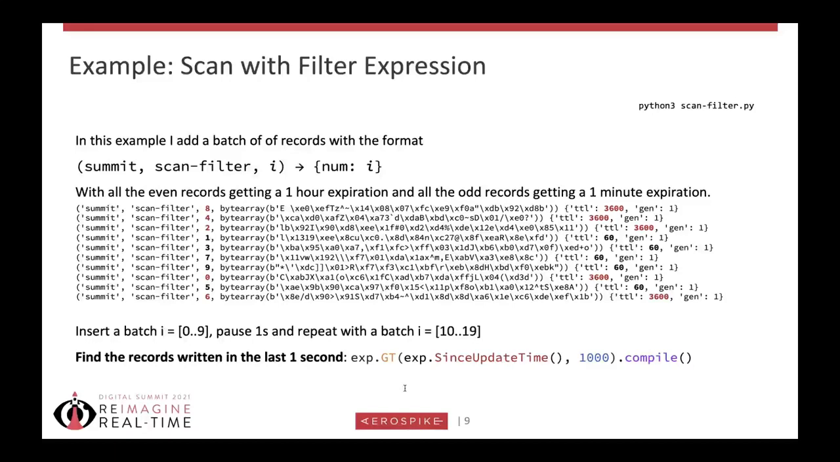And the filter expression is pretty simple. We're looking for everything that has a since update time of greater than 1 second. In this case, 1,000 milliseconds is the input that since update time is expecting.